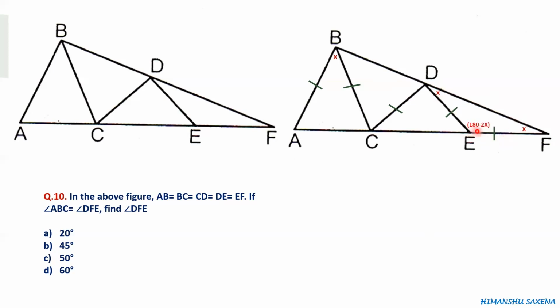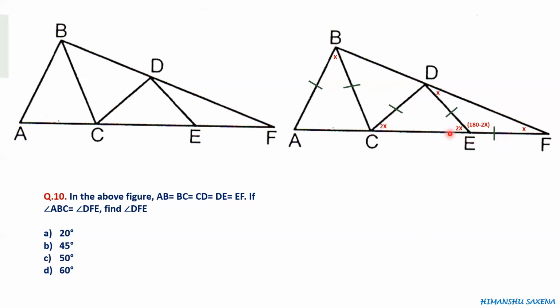Now if this is 180 minus 2x, then what is the value of this angle? The sum of this would be 180 degrees. So the value of this angle would be 2x, right? So that the sum becomes 180. Now if this is 2x and these lines are also equal, then this will also be 2x, right?